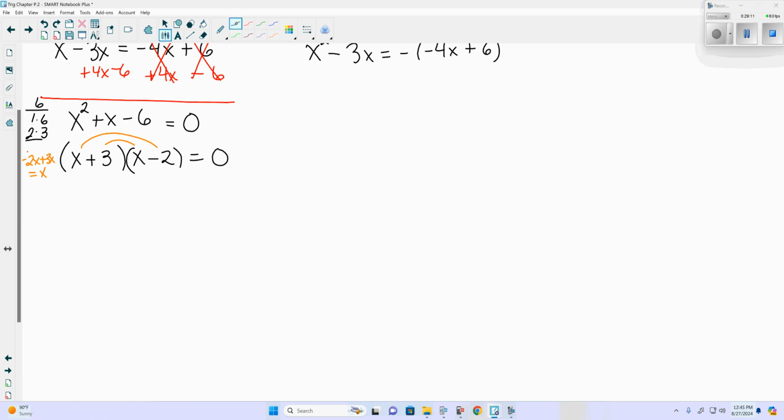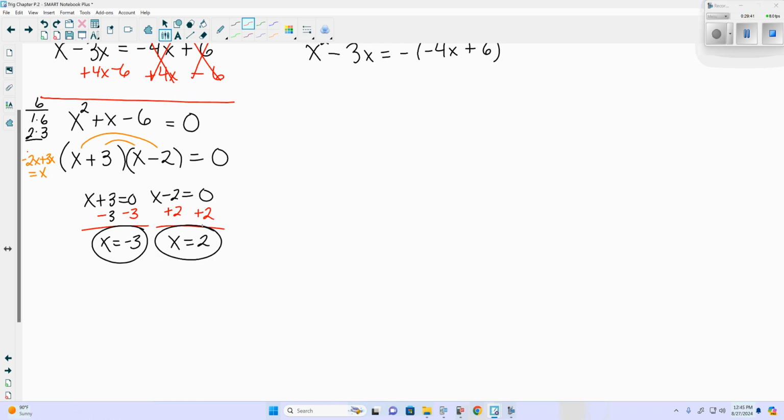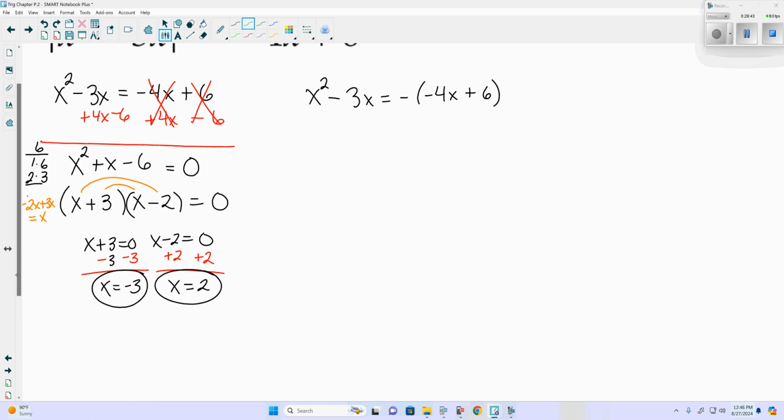At this point, we have 2 or more things multiplied together to equal 0. So one of them must be 0. Either x plus 3 is equal to 0 or x minus 2 is equal to 0. With our x plus 3, we would minus 3 from both sides, telling us x is equal to -3. Our next one, we would add 2 to both sides, telling us x is equal to positive 2. And those are 2 of our possible solutions. We will need to check these in the end.